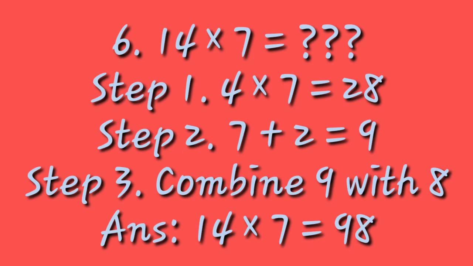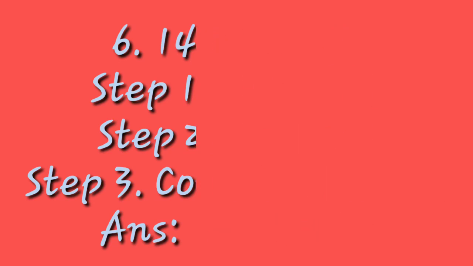So 4 7s are 28. In step 2, you have to add the multiplier 7 with the 2 of 28. So 7 plus 2 comes out to be 9. And the last step is you have to combine this 9 with the 8 of 28. So your answer comes out to be 98, and 14 7s are 98.